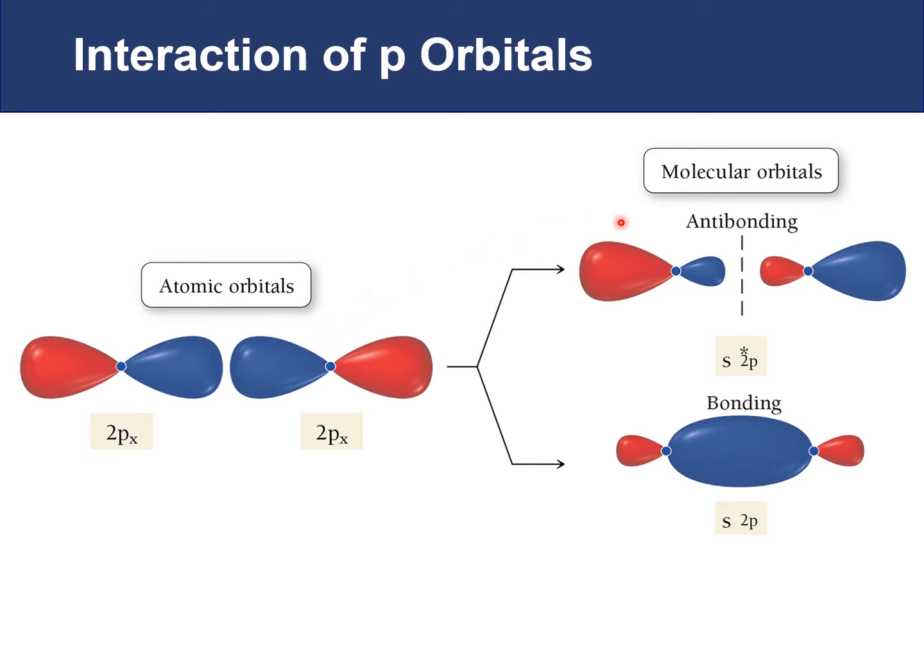The resulting orbital would look something like this, where you have small parts of orbitals on the outer part of the internuclear axis and a node, a region of space where there is 0 probability of finding your electron, directly between the two nuclei. So this is your antibonding orbital that results from a sigma bond involving two p orbitals.